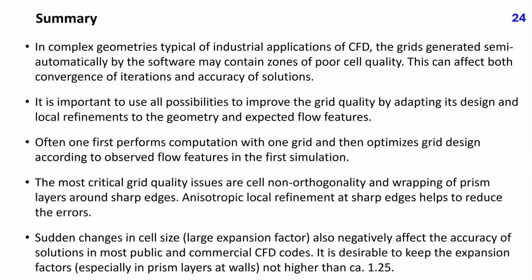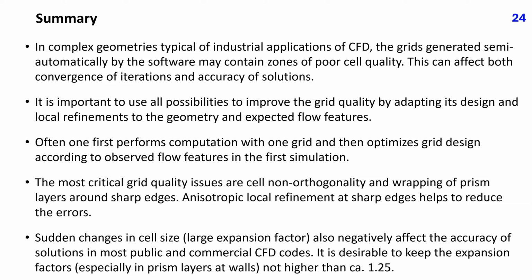Here is a summary of this lecture. In complex geometries, typical of industrial applications of CFD, the grids generated automatically or semi-automatically by the software may contain zones of poor cell quality. This can affect both convergence of iterations and accuracy of solutions. It is important to use all possibilities to improve the grid quality by adapting its design and local refinements to the geometry and expected flow features.